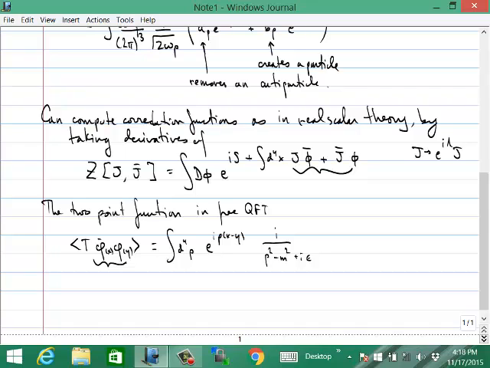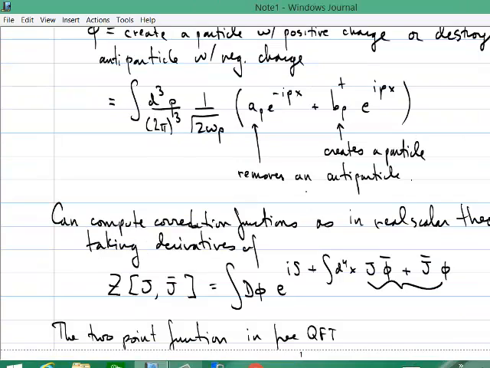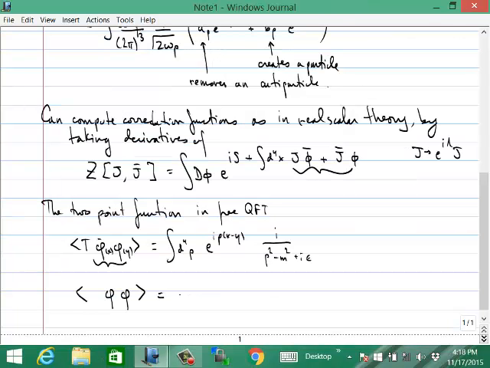Okay. So for example, the expectation value of phi times phi is going to be equal to 0, because phi has charge +1 and the charges don't cancel if you take a phi phi expectation value. But the expectation value of phi bar phi is not 0, and it's equal to the usual two-point function of a free scalar field.